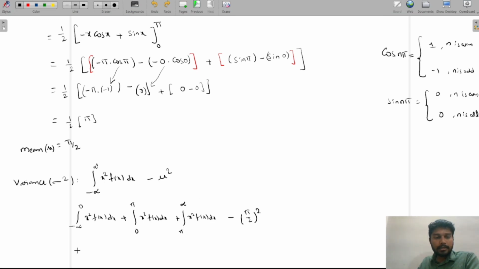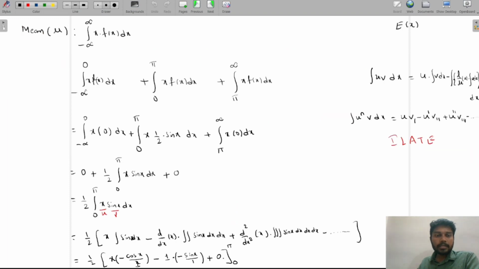So I'm writing directly 0 plus integration from 0 to pi, x square is as it is. Now f of x, at this limit f of x is sin x. Am I correct? Just a minute, I am verifying.